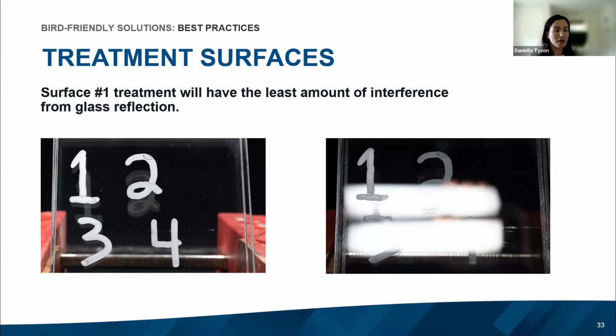What this is saying, and the American Bird Conservancy says the same, is that the most effective place for a bird-friendly deterrent is on the first surface of glass facing the exterior. It allows for the birds to have the best chance of seeing that product, and the majority of products that are approved and on ABC's database of viable products, they are most often on surface 1.